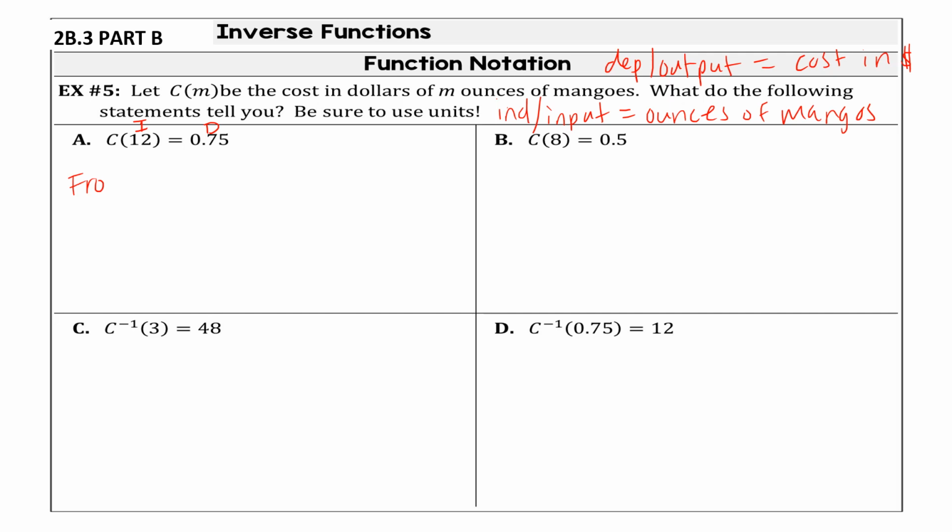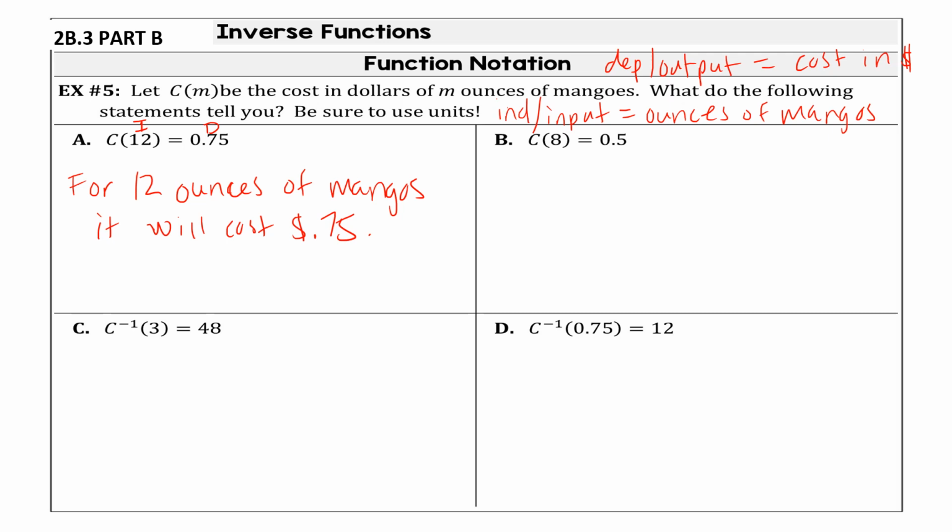It's telling us, for 12 ounces of mangoes, it will cost 75 cents. Does that make sense?